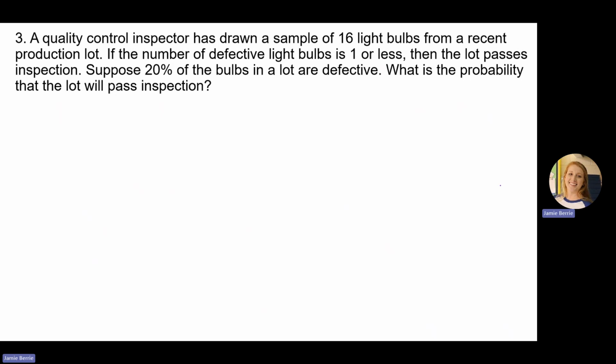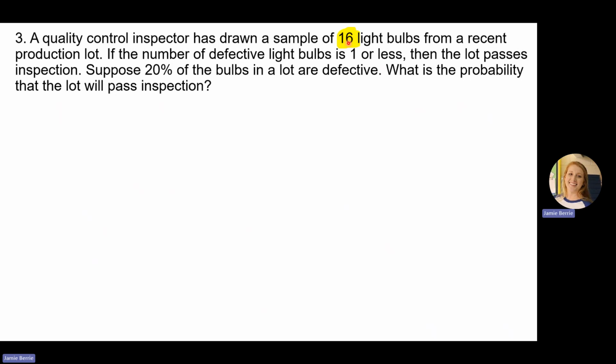All right, this one, in my opinion, slightly increases in difficulty. Just some of the wording makes it a little bit more complicated. So the scenario here, it says you have a quality control inspector and they're looking at light bulbs off of a production lot. They drew a sample of 16 light bulbs from a production lot.